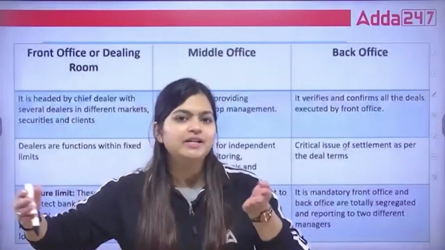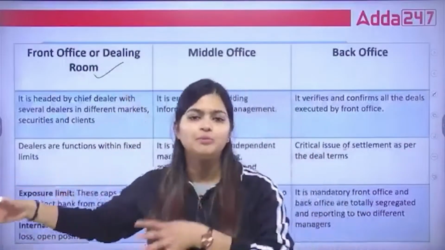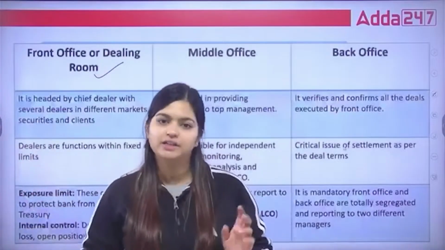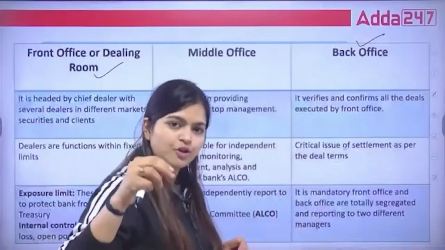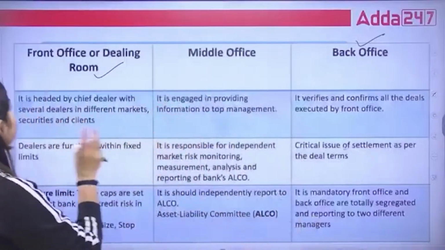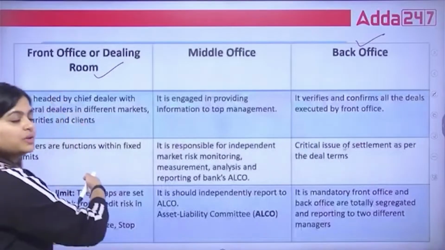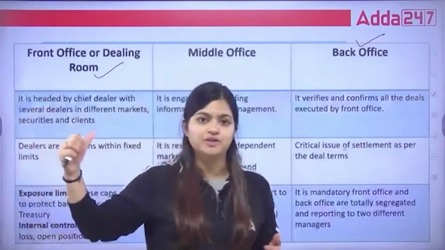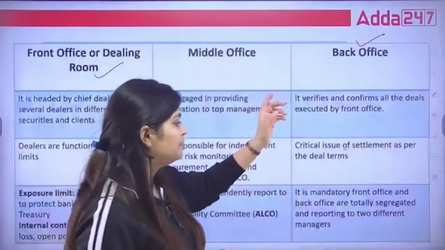Who is directly interacting with the customers? Front office. Yes, front office employees are dealing directly with the customers. So basically we have two types of offices in your bank. First is your back office, next is your front office. Now they are directly engaging. Who is directly engaging? Your front office. Who is not engaging directly with your customers? That is your back office.